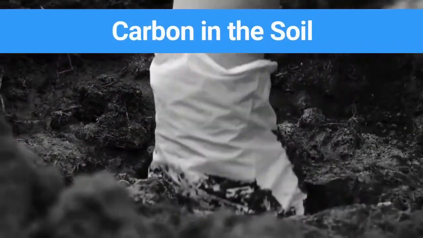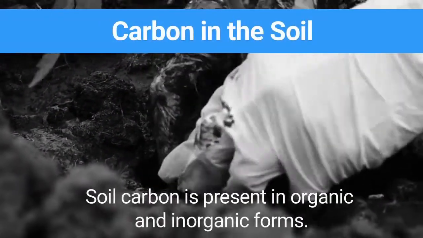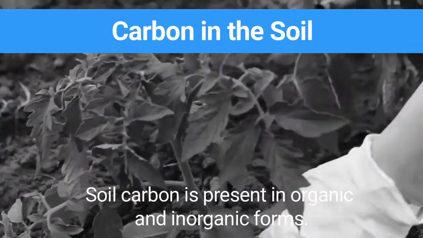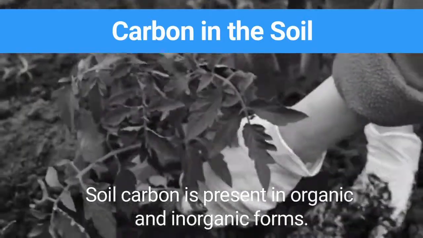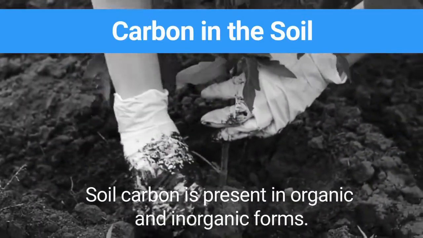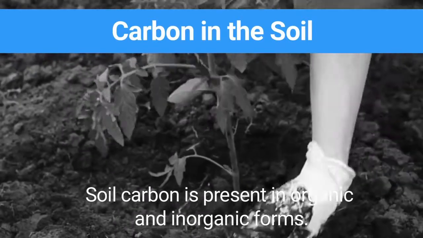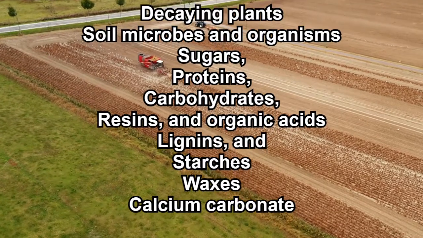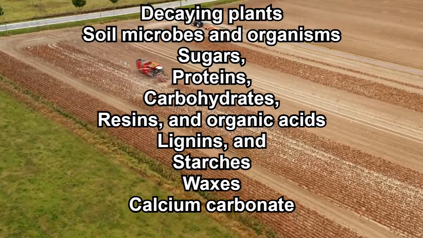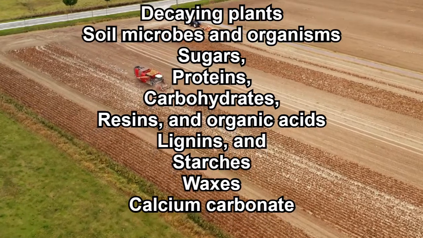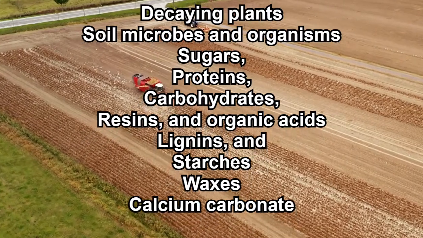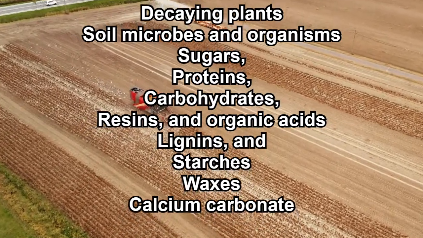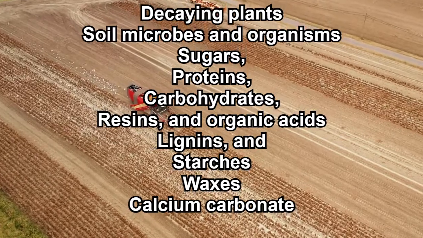Carbon in the soil. Soil carbon is present in organic and inorganic forms. These types of carbon form during photosynthesis and are passed to animals as plant tissue. Dead plants also return carbon to the soil when they decompose. Types of carbon in the soil include decaying plants, soil microbes and organisms, sugars, proteins, carbohydrates, resins and organic acids, lignins and starches, waxes, and calcium carbonate.